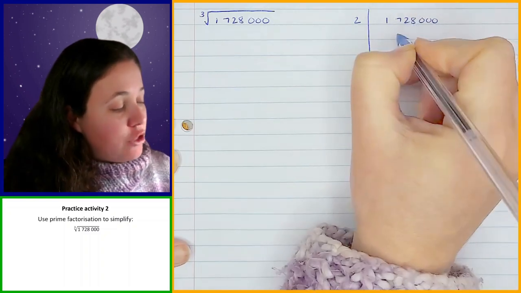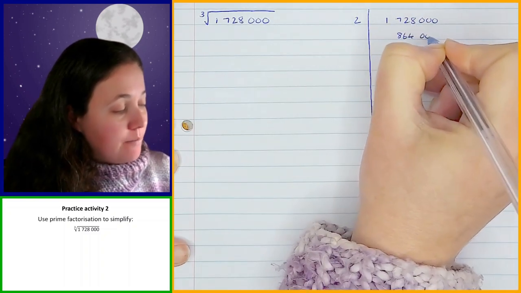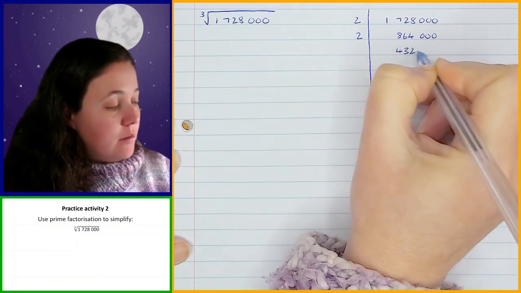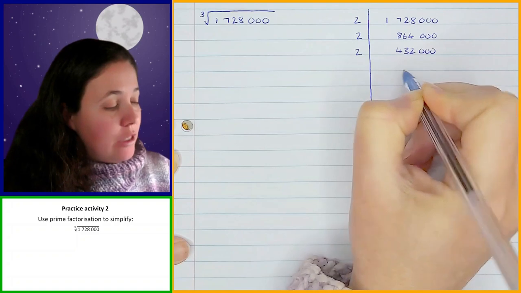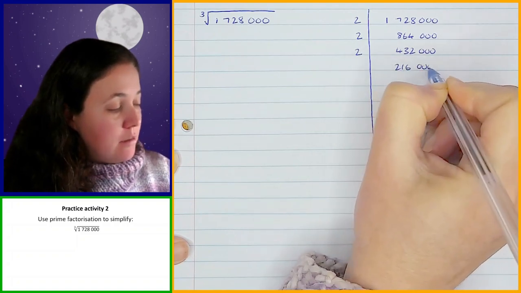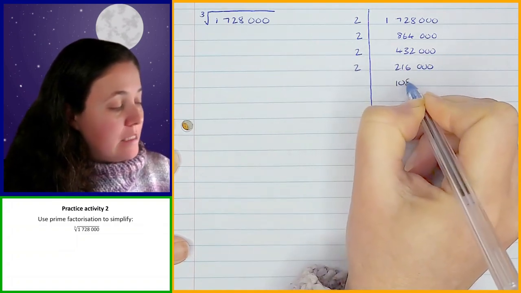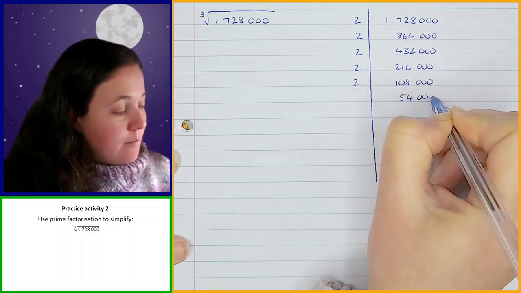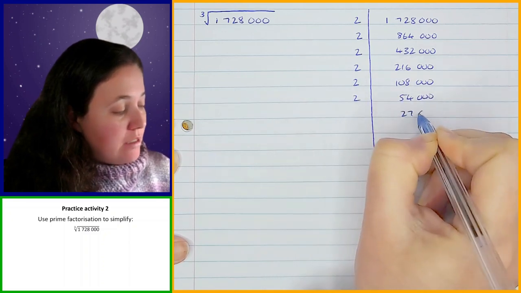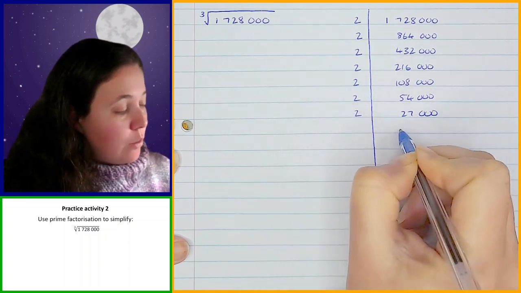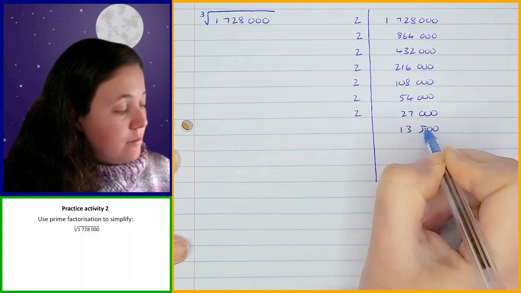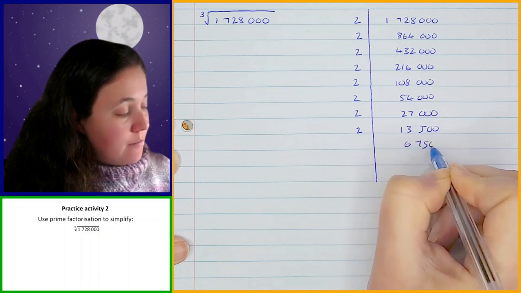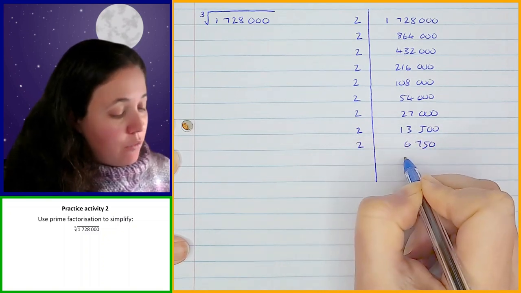and that should have given you 864,000. Divide by 2 again, and that gives you 432,000. Divide by 2 again, and you get 216,000. Divide by 2 again, you get 108,000. And again, you get 54,000. Again, you get 27,000. Again, and you get 13,500. Again, and you get 6,750. Again, and you get 3,375.